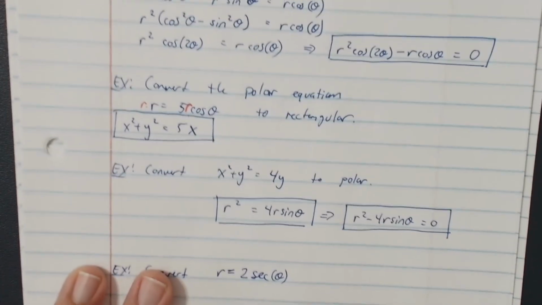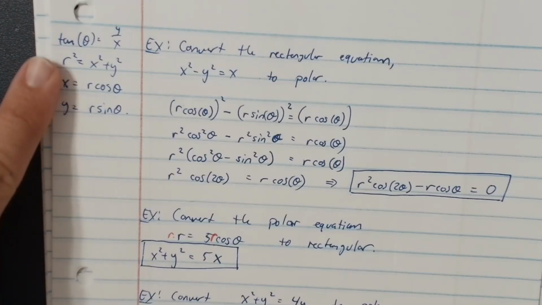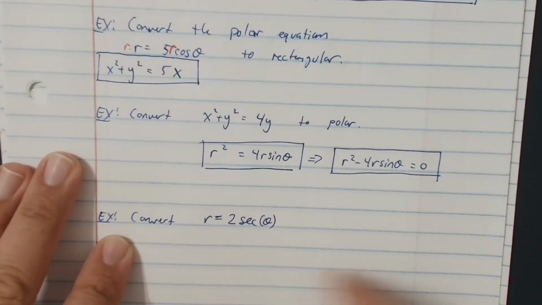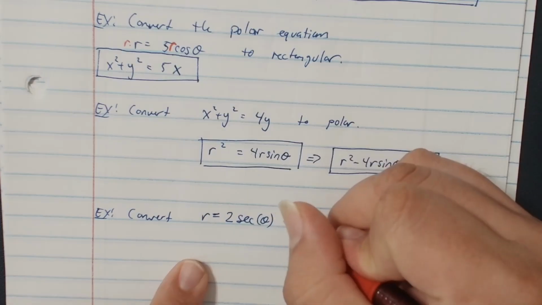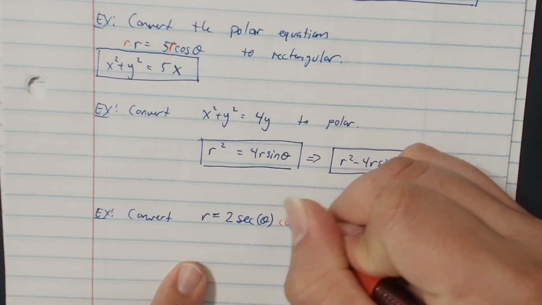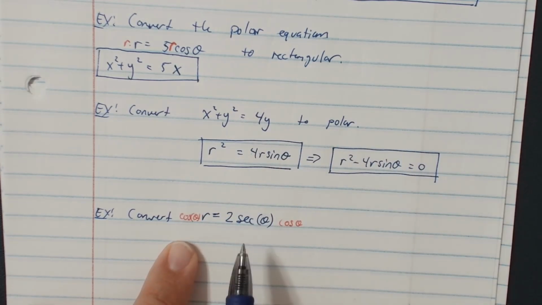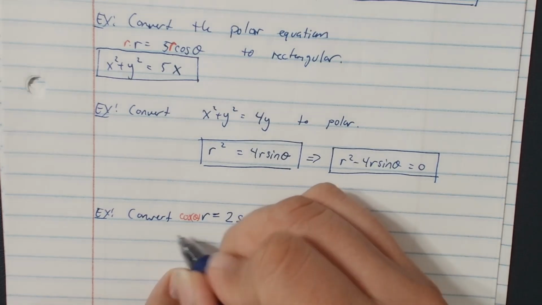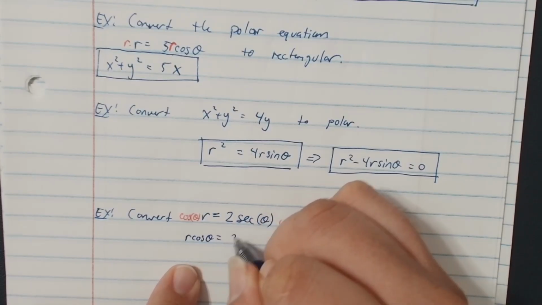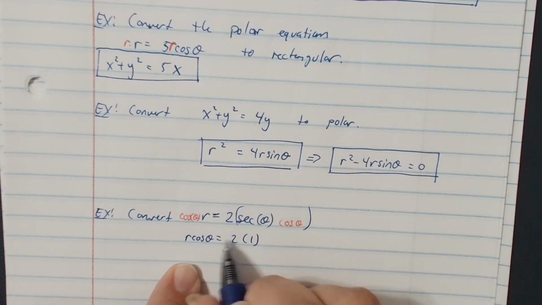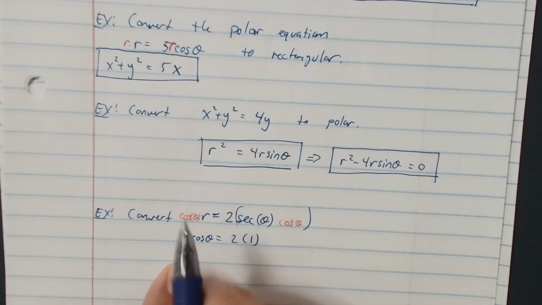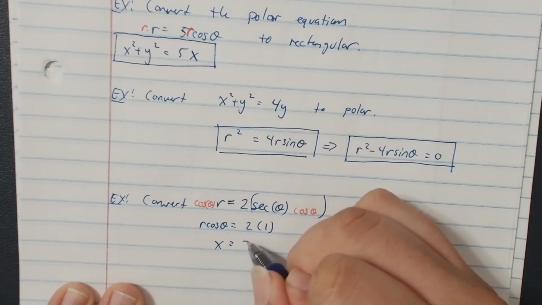For this one, you might get a little worried when you think, oh, secant. Secant doesn't appear anywhere in here. No, but cosine does. Here, I can multiply both sides by cosine of theta. The reciprocal identity is that the secant of theta is the reciprocal of the cosine of theta, so multiplying these together gives me just the number 1. So this becomes r cosine theta equals 2 times 1. All of this becomes 1. And now r cosine of theta is your x. So here you get x equals 2 times 1, which is x equals 2.